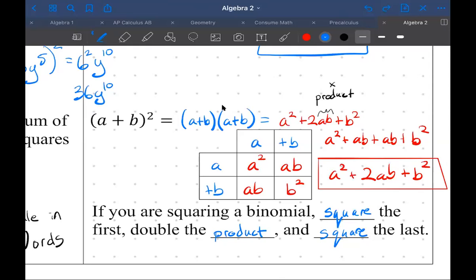Okay, so this is the part where I stop letting you copy down the notes. Sorry if you're copying down the notes. I'll show it to you in a sec again. But this is the part where you really need to have the visual.